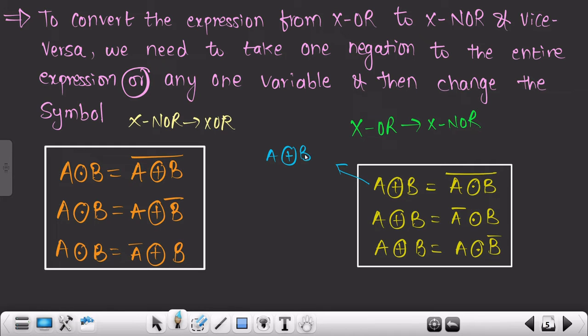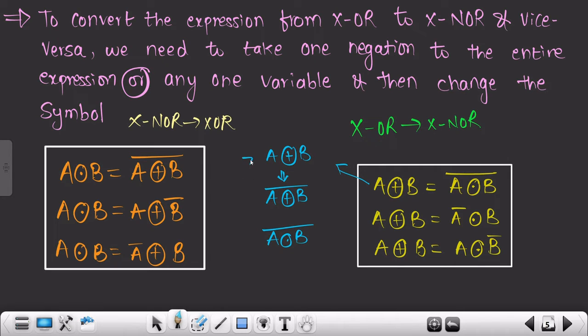I need to convert it to XNOR. Okay, so let's suppose I need to convert it to A XNOR B the whole bar. How am I supposed to do this? For this I need to take one negation, that is A XOR B the whole bar. This is the first step, and the moment I take this negation, I need to change the symbol, that is A XOR B becomes A XNOR B the whole bar.